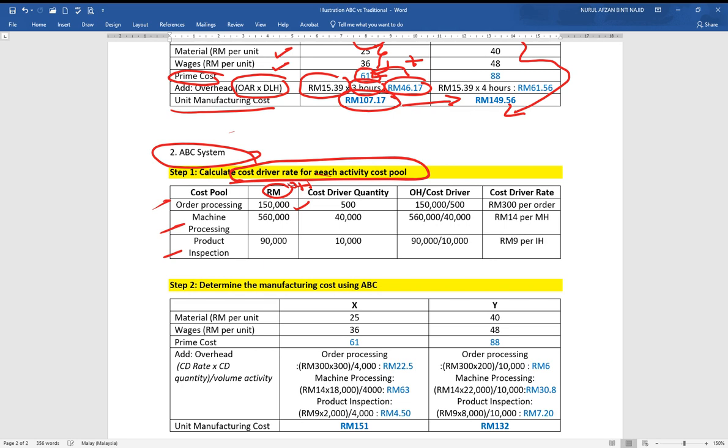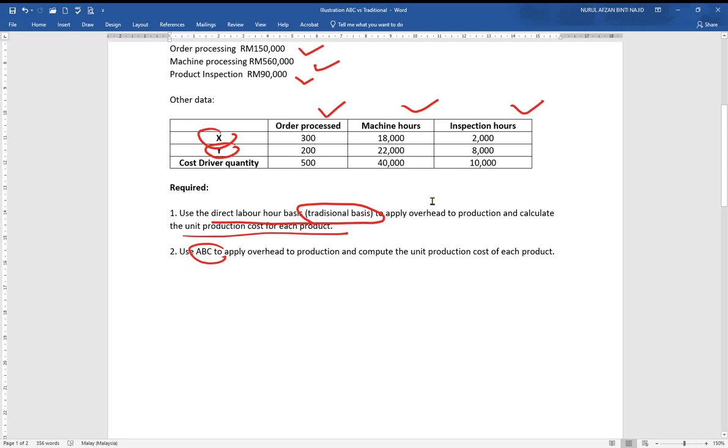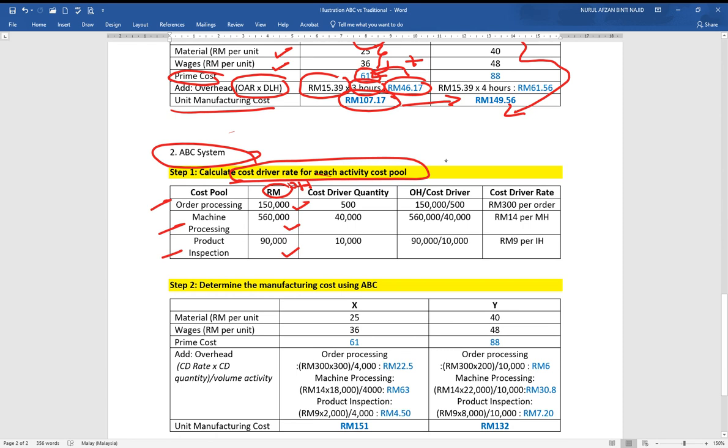So from the table, we have 150,000, 560,000 and also 90,000. And we need to determine the cost driver quantity for each of the activity. So where do we get it? You will get it from the table. Okay, cost driver quantity for order process 500, machine hour 40,000 and inspection hour is 10,000. So now we put them into the table and now we need to find out the cost driver rate for each of the activity.